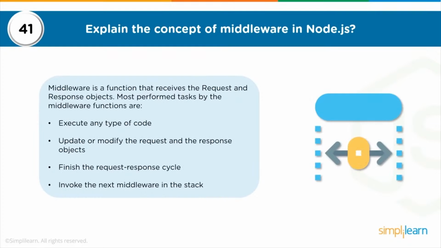So what is middleware? Can you explain the concept of middleware in Node.js? So with middleware, it is the ability to connect to a system and get data from it that's outside of Node.js. So this may be executing a type of code or updating and modifying a request and response to a specific type of object, finishing the request-response cycle.